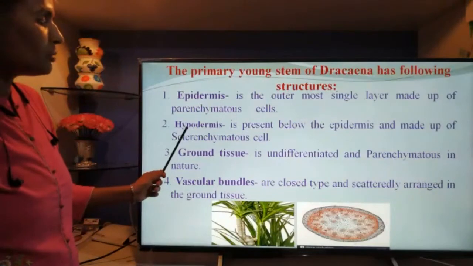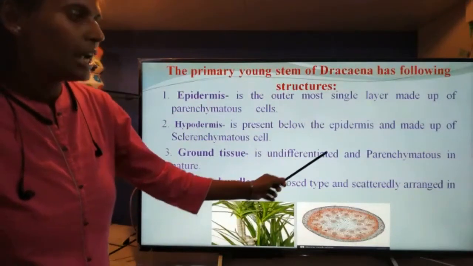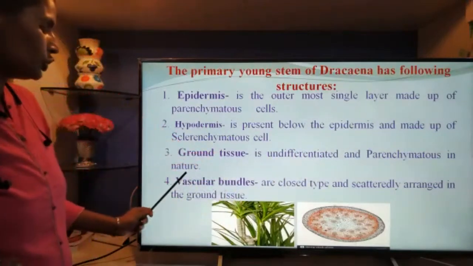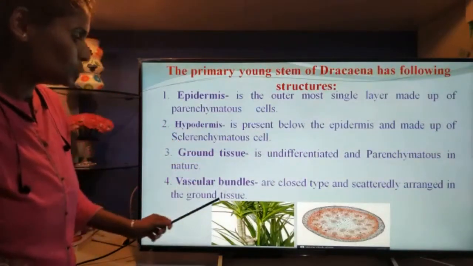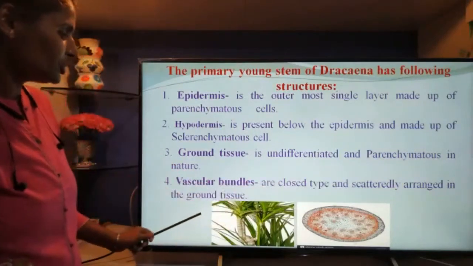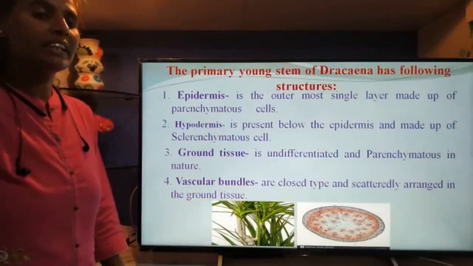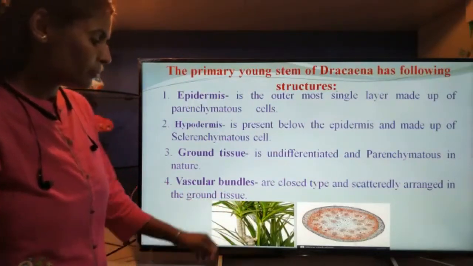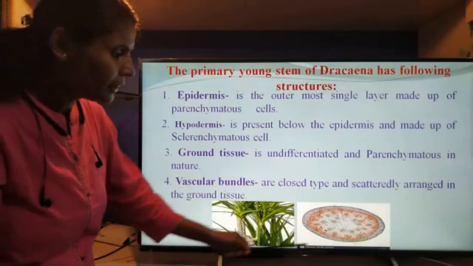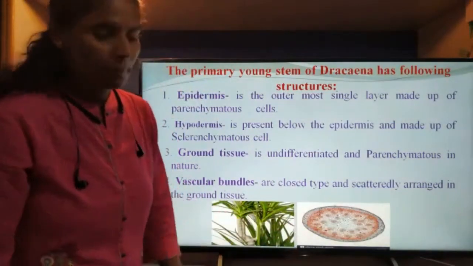And the hypodermis is followed by the ground tissue, which is undifferentiated and it is parenchymatous in nature. Inside the ground tissue, there are a number of vascular bundles scatteredly arranged in the ground tissue which are closed type. That means there is absence of cambium. This is the dracaena plant. This is the transverse section of dracaena stem in its primary growth.